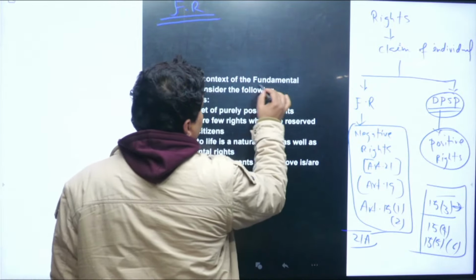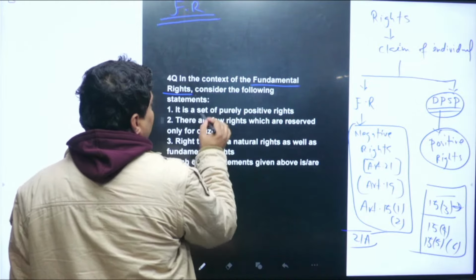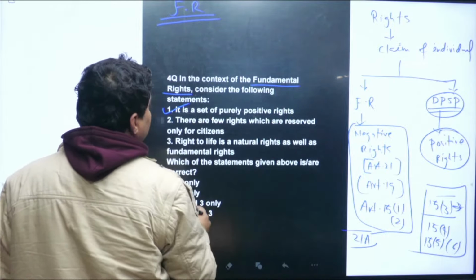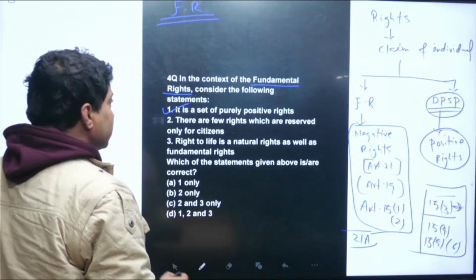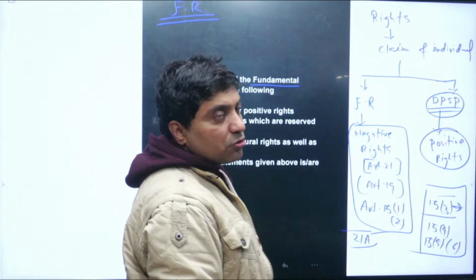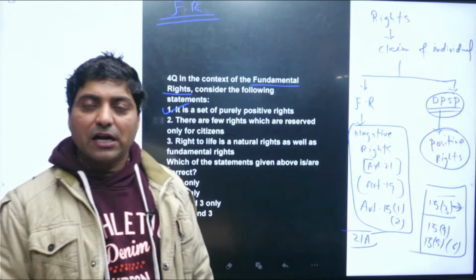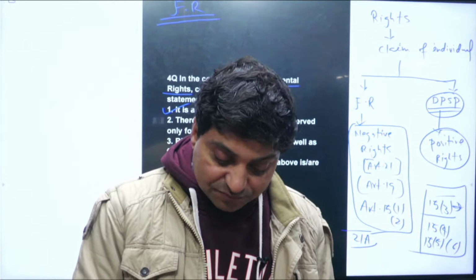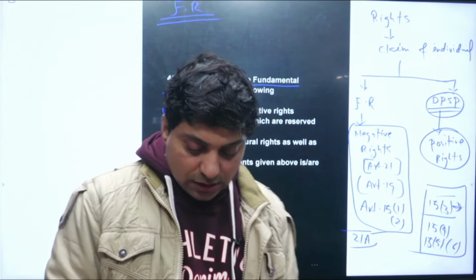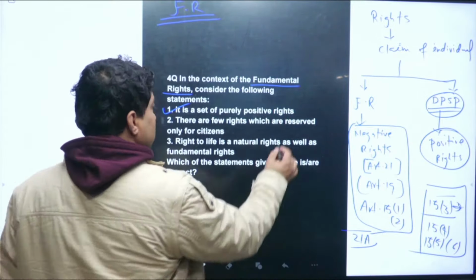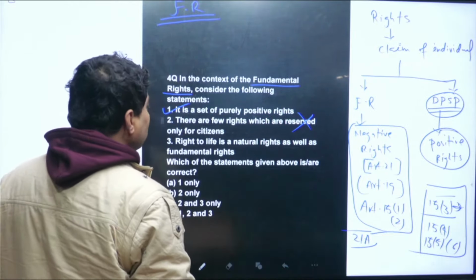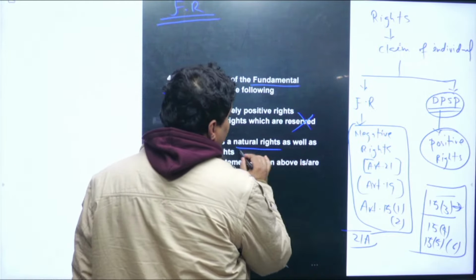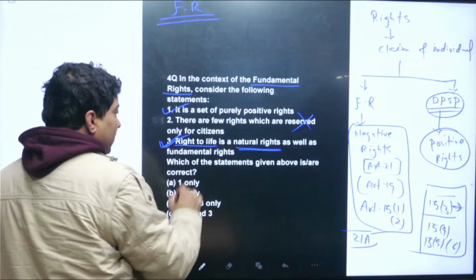In the context of fundamental rights, consider the following statements. First, it is a set of purely positive rights. Fundamental rights are purely positive rights? No, there are negative rights also. Article 21, Article 19, Article 14, equality before law, are negative rights. So this is wrong. Right to life is a natural right as well as a fundamental right. Yes, right to life is a natural right.